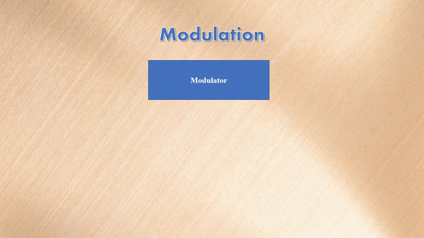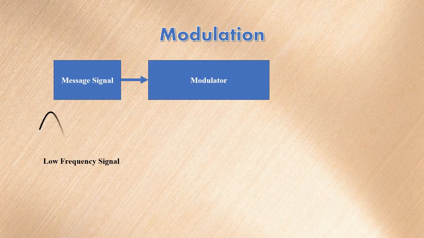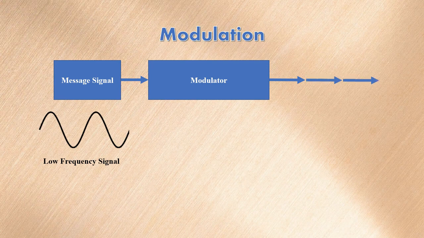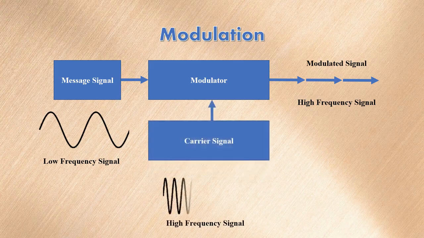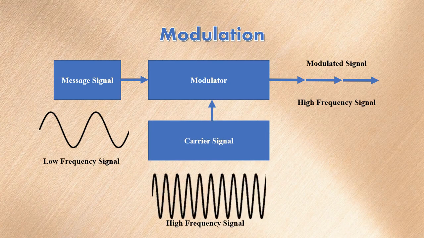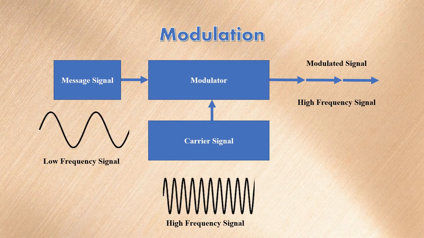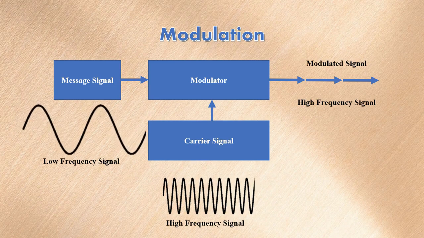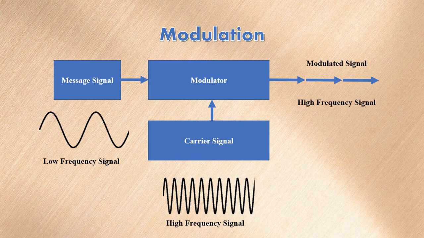The modulator takes the low frequency message signal as the input signal. It converts this low frequency message signal into a high frequency modulated signal with the help of another high frequency signal called the carrier signal. The carrier signal is the high frequency signal which carries the information of the low frequency signal, and the high frequency carrier signal is varied in accordance with the amplitude value of the message signal, and it is transferred over the channel as a modulated signal.